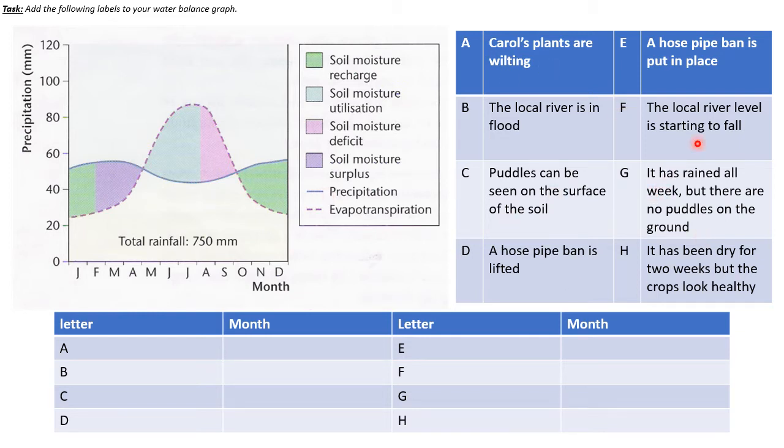Right, have a look at this. Now there's no necessarily right answer here, but what I want to do is just decide which month you think these statements might be. So Carol's plants are wilting, for example, is letter A. Well, that suggests they haven't got enough water. So it's presumably going to happen at some point during the deficit. So for letter A, I'd probably say August would be a sensible thing.